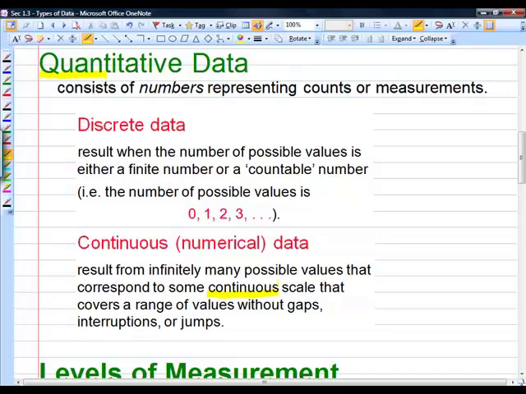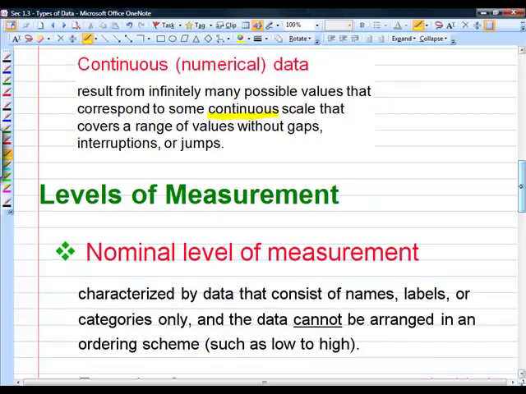We're still trying for discrete. How many trees are in the forest? That's discrete. How many pills are in a bottle? That's discrete. Levels of measurement now.